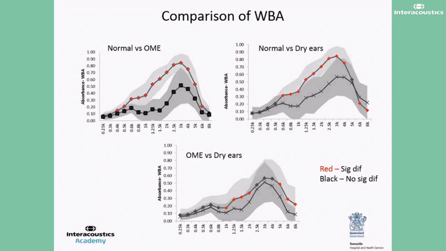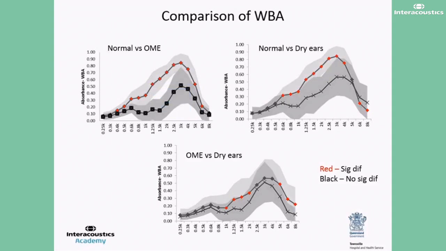In a pilot study, we administered wideband absorbance just before the patients had their ENT surgery, probably about an hour or two before, and we compared the results with the myringotomy findings. The outcomes of myringotomy we divided into having effusion or dry ears, which is no effusion. Markers in red denote a significant difference at that particular frequency. That is to say, if it's normal versus ears with OME or effusion, and it's marked red, that means the difference was significant at that frequency between these two conditions.